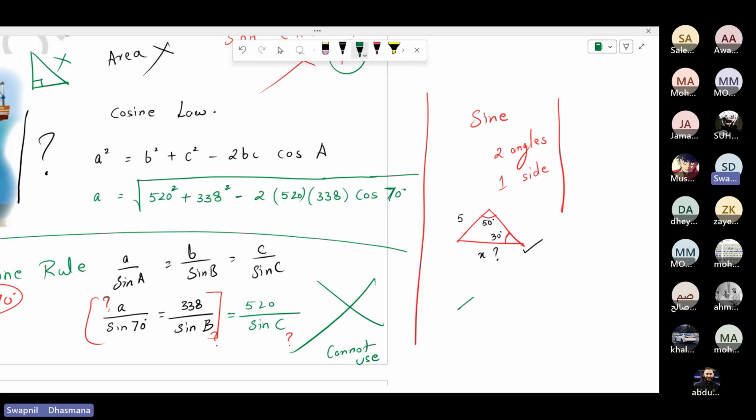If you have, this is 5, this is 30, this is 6, and no, this is 2 sides, 1 angle. I can use sine because angle and side are opposite. So these are 2 conditions where I can use sine.